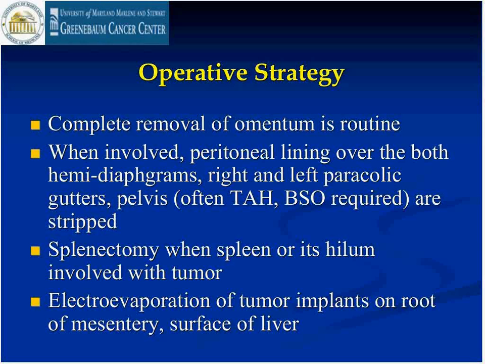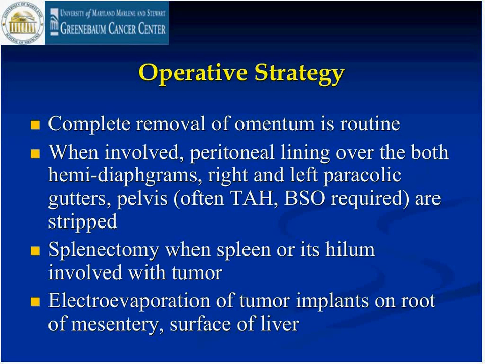So, to achieve all these goals from the surgery, we have to develop an operative strategy. If you discuss cytoreductive surgery with your surgeon, this is what you need to be aware of. What are the goals from surgery? Well, we know for sure that complete removal of the omentum is routine, because that's one of the most common sites of the disease. When the peritoneal lining over both hemidiaphragms, the right and left paracolic gutters, this is the peritoneum next to the colon, and the pelvis are involved with disease, we need to remove all of it, and frequently in women, when the ovaries and uterus are also involved, we do a total abdominal hysterectomy with bilateral salpingo-oophorectomy.